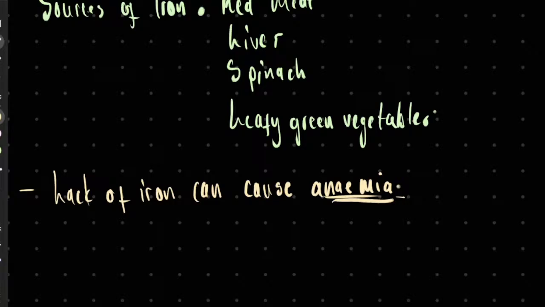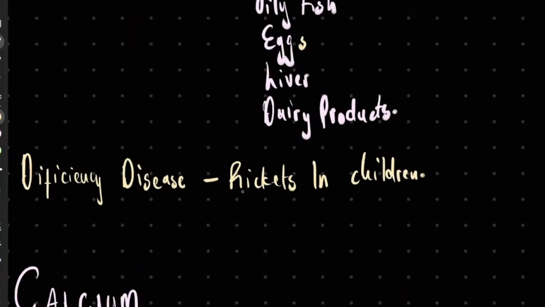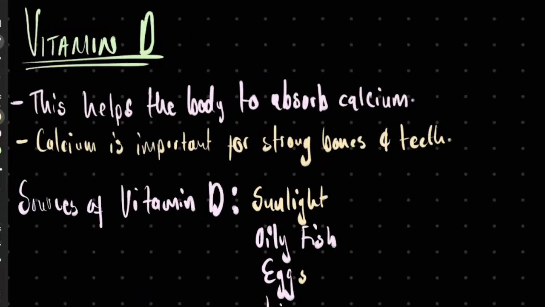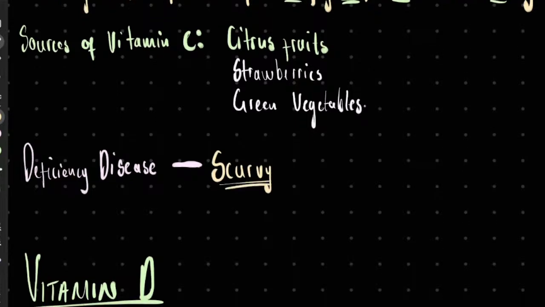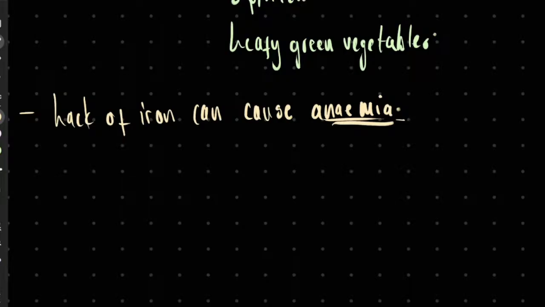I'll explain to you what rickets is when you lack vitamin D, what scurvy is when you lack vitamin C, what anemia is if you lack iron. So you need these in your food. Are we all together? Yes. We should make sure we know all this, and we'll be fine. Thank you. It's already time up.